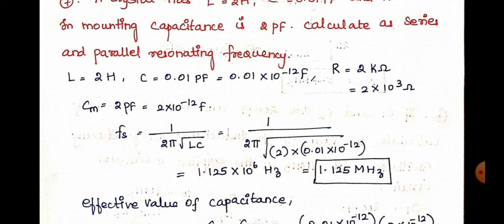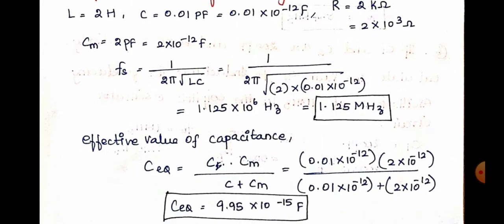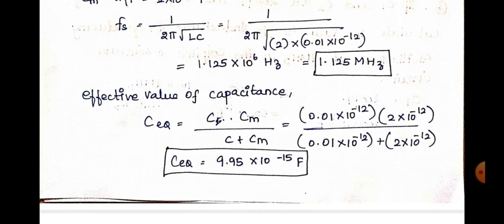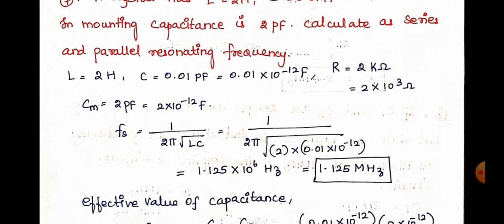So 1 divided by 2 pi into root of 2 times L into 0.01 into 10 to the power of minus 12. So your value is 1.125 into 10 to the power of 6 hertz, which is equal to 1.125 megahertz. Next, you are going to calculate the parallel resonating frequency.